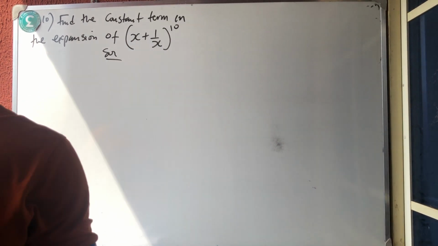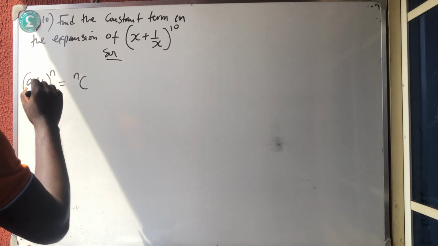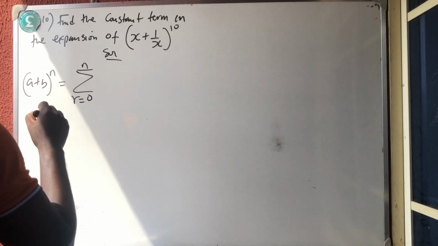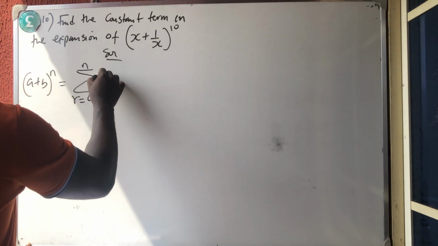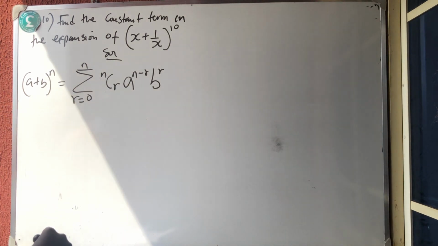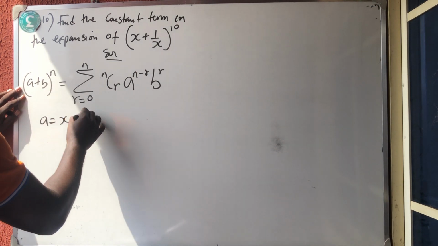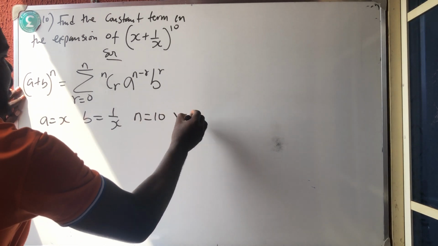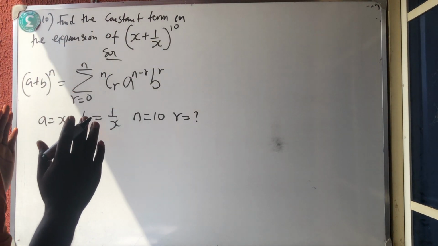Solution. I know that the expansion of (a plus b) all raised to power n is the summation of r starting from 0 to n of n combination r, a raised to power n minus r, b raised to power r. Very important formula. Now let us compare this and this. It means that my a is x and my b is 1 over x and my n is 10. But I don't know what my r is, to get the particular constant term they are asking for.